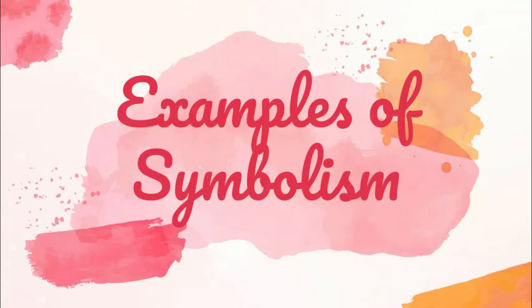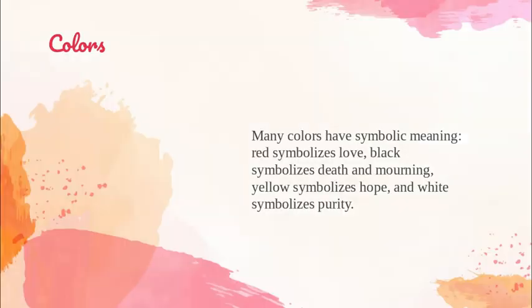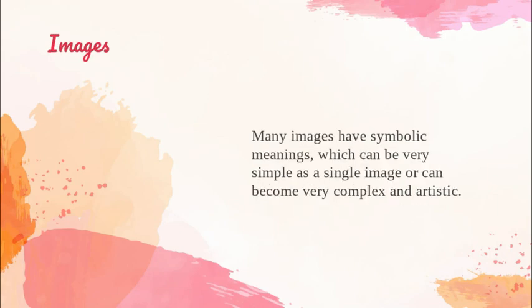Let's look at some examples of symbolism. Many colors have symbolic meaning. Red symbolizes love, black symbolizes death and mourning, yellow symbolizes hope, and white symbolizes purity. Many images have symbolic meanings, which can be very simple as a single image or can become very complex and artistic.